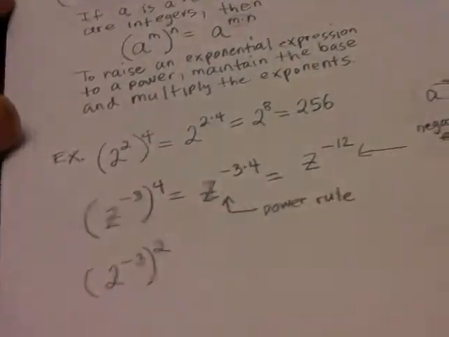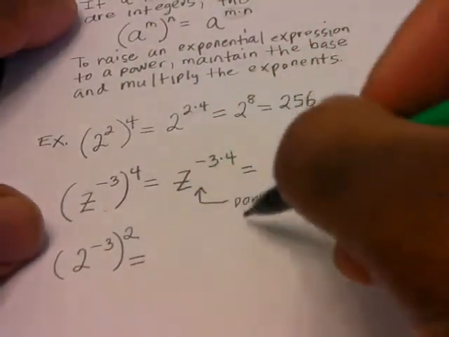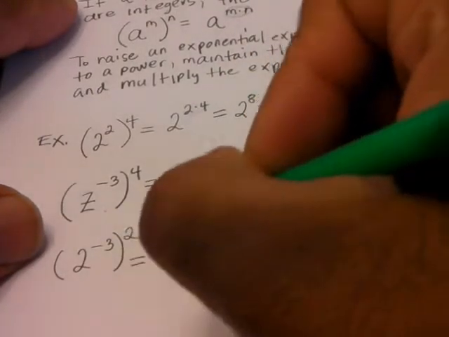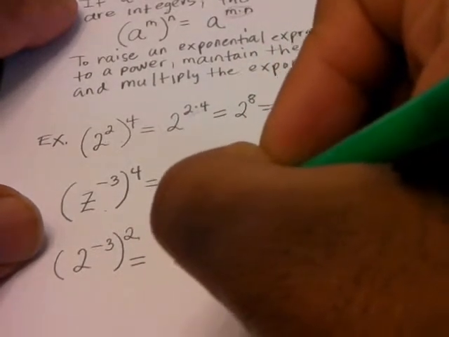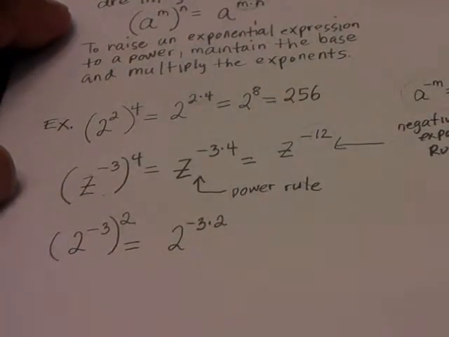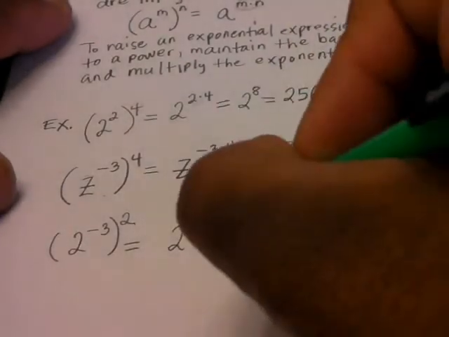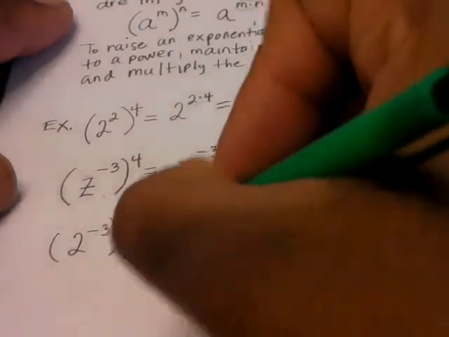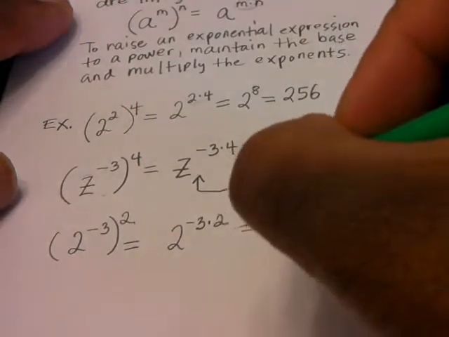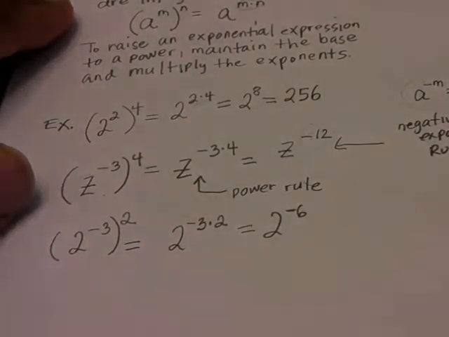Okay, here's another example. We can apply the same 2 properties because we have a negative. So we apply the power rule, 2 raised to the power of negative 3 times, which is the product of the two exponents. And the exponents are integers, which means that they can be negative or positive. So we apply the power rule, and then we take the product, which is 2 raised to the power of negative 6.